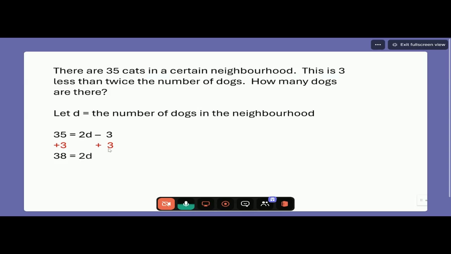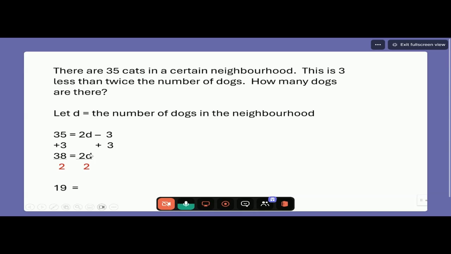So we've got to keep going now. We still want to get that D by itself. It's still not by itself because it is multiplied by 2. What's the opposite of multiplying by 2? It is dividing by 2. So we're going to divide both sides by 2. And line up my equal sign, right? Work out the left, work out the right. On the left, 38 divided by 2 is 19.